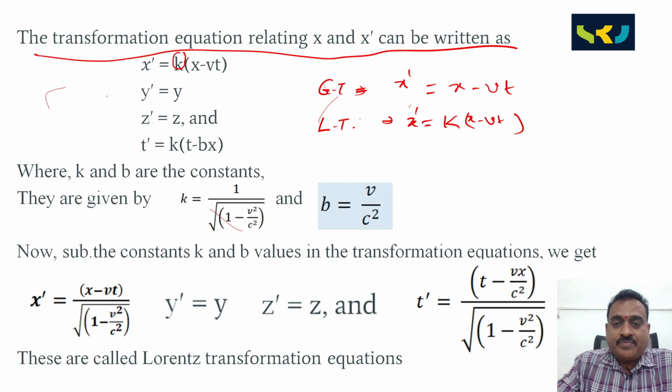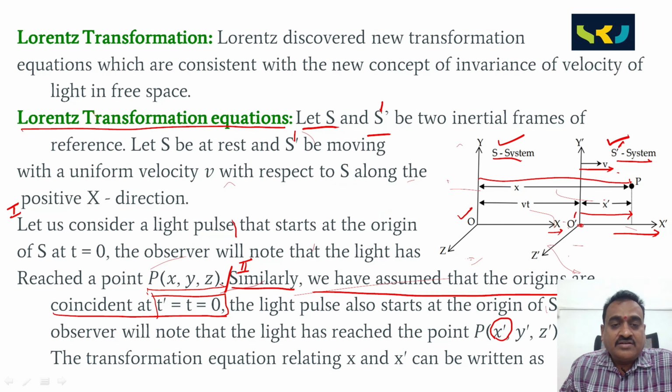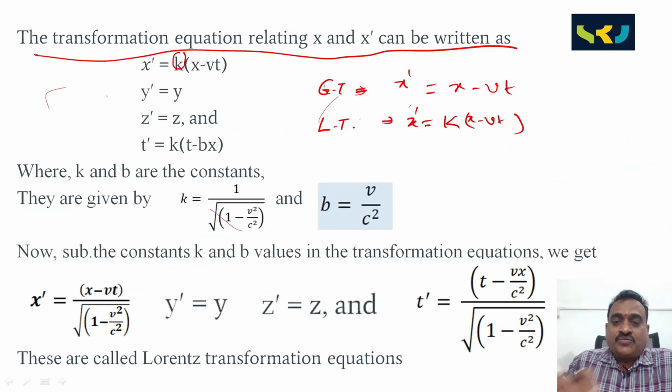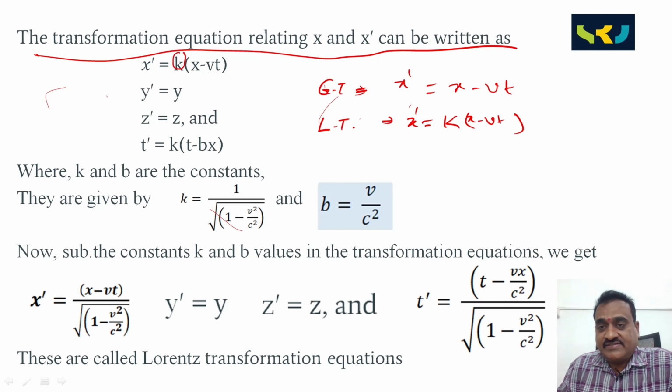We discussed before what we have taken. This is P, x, y, z, and this is P, x dash, y dash, z dash in the S dash system. So, we are giving the transformation equation relating x and x dash, which can be written as follows.